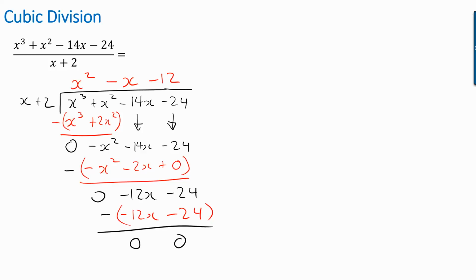Now some of the other examples aren't going to work out nicely, because I'm going to try to push you to do it in fractions. So what does that mean? That means x cubed plus x squared minus 14x minus 24 divided by x plus 2. The answer is a quadratic: x squared minus x minus 12.